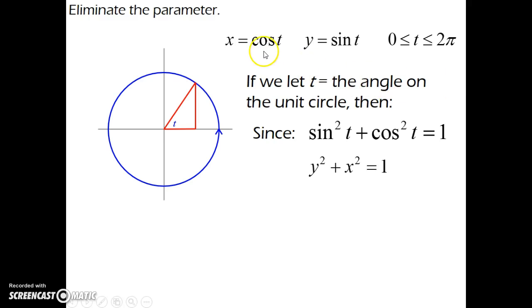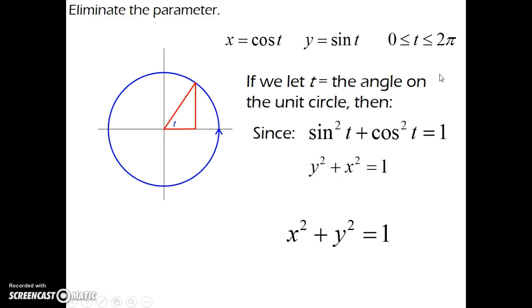And since x equals cosine, then I get to call that x squared. And since y equals sine, I get to call that y squared. And again, hopefully you recognize now after our conic section work that that is just the equation of a circle centered at 0 with a radius of 1.